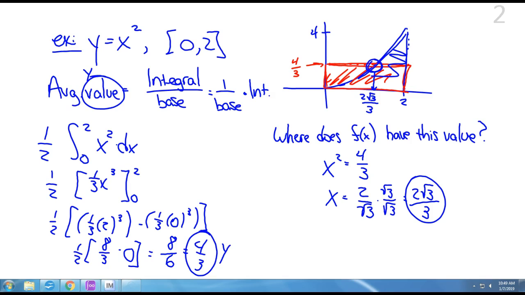So there's 2 things you should be able to do: find the average value, and then tell me where the function has that value. Find the average value is this formula. Do the integral and divide by the length of the base, or multiply by 1 over that. Work all that out. And then where does the function have that value? So you set the original function equal to our average. That's all. Question on that?